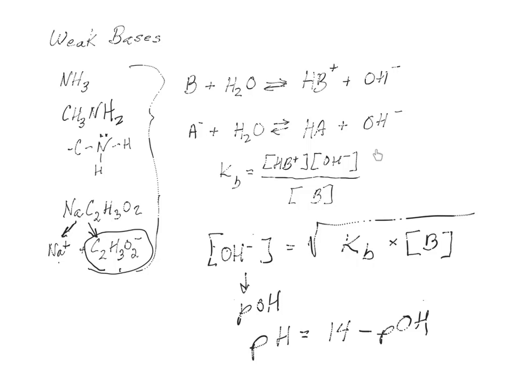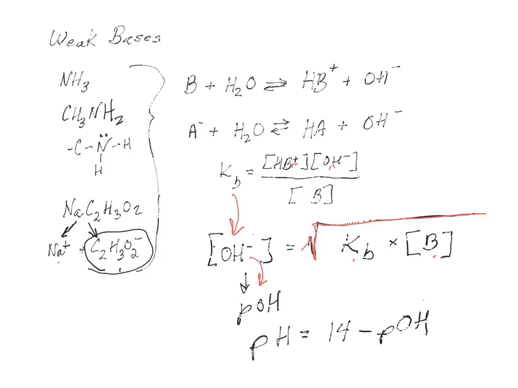And everything that we've learned about in terms of weak acids and their Kas works with the Kbs. The only thing is that you will instead be calculating the hydroxide ion concentration using the same general formula, square root, and for the same reason, because of these two substances being equal. The Kb times the concentration of the base will give you the hydroxide ion concentration.